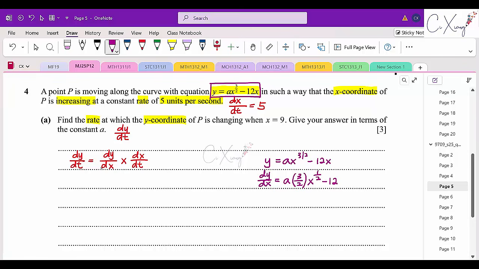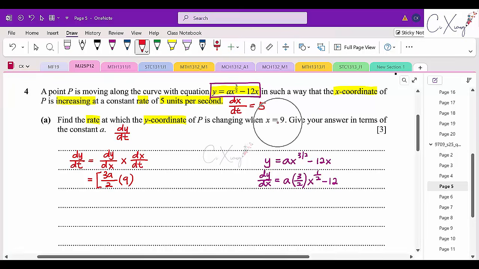Let's put it back into our calculation for dy dt. Alright, so we take dy over dx. According to what we get just now at this part, it is 3a over 2, then multiply with x power half. What is the value of x that we should take here? It is actually x equals to 9. Can you see that? It is provided in the question. So we are having 9 power half, then minus 12. After that, I need to multiply with dx dt, which is 5.